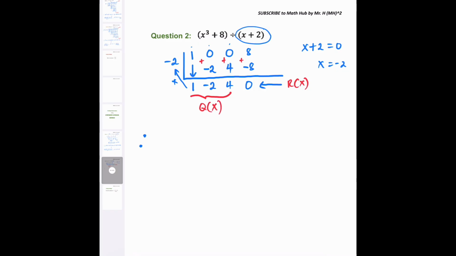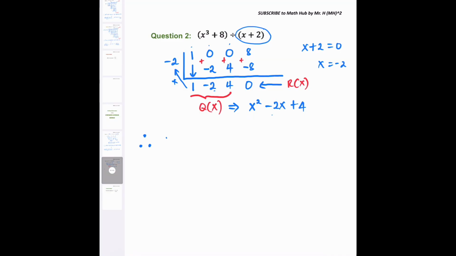Our answer here will be, our q of x will be x squared minus 2x plus 4. So remember that 1, negative 2, and 4 are coefficients of the q of x. So to get the actual expression, what we need to do is to subtract 1 from the power of 3, which will be 2. So the degree of the q of x is 2.